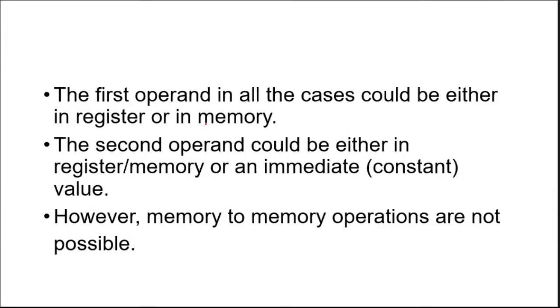So the first operand in all the cases could be either in register or in memory. And the second operand could either be register or memory, or a constant, which is usually referred to as an immediate value. But you still cannot do what? Memory to memory operations.